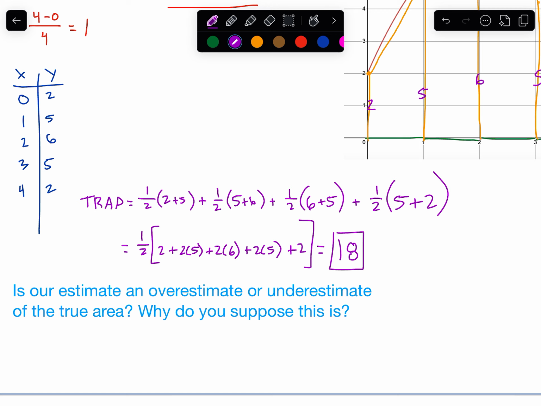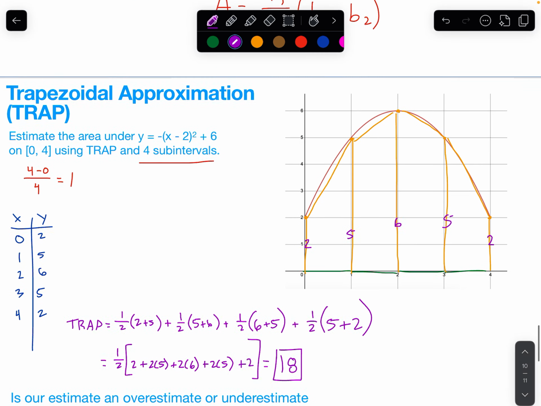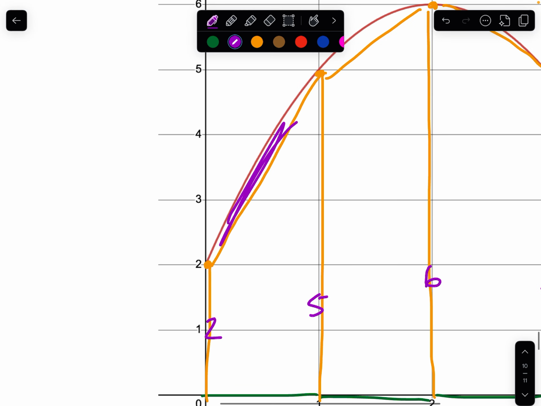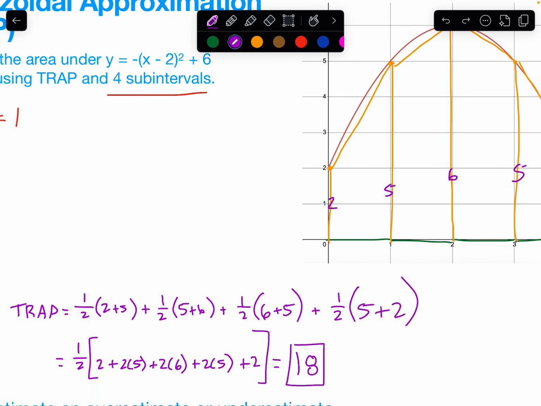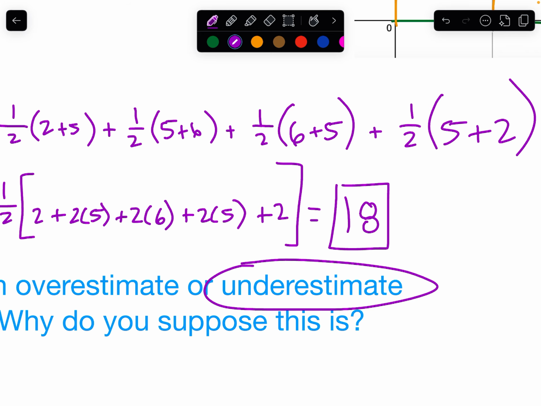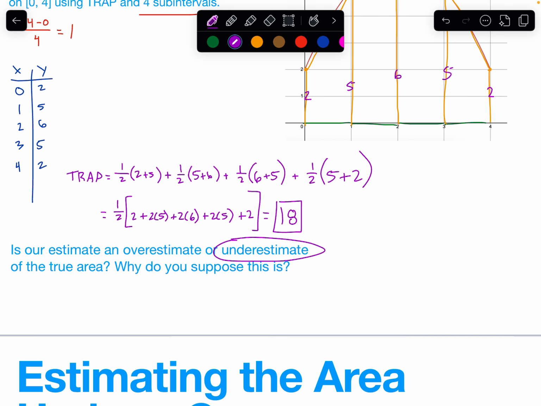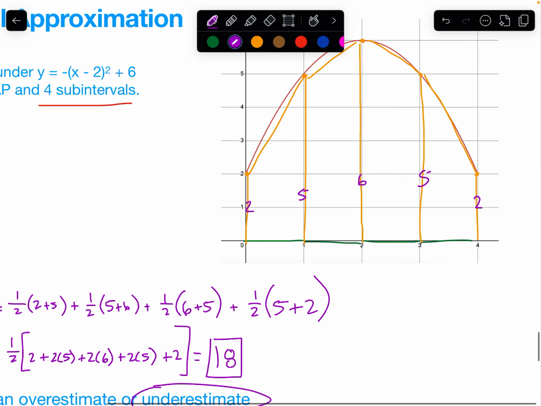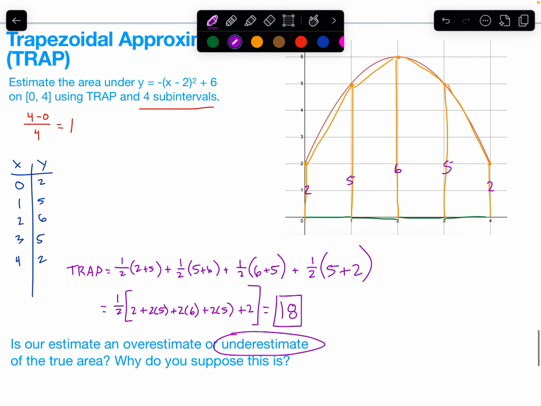So is our estimate an overestimate or underestimate of the true area? We already talked about that here. We're missing these slivers up top. Okay, so this is going to give us an underestimate. Why do you suppose that is? I don't want to spoil that here because I want you to think about it and then investigate that a little bit more in the homework assignment that is associated with this. There's a certain characteristic this curve has that means we're going to get an underestimate from these trapezoids. Maybe you could draw a picture of something that would give an overestimate and then compare to see what that characteristic is.